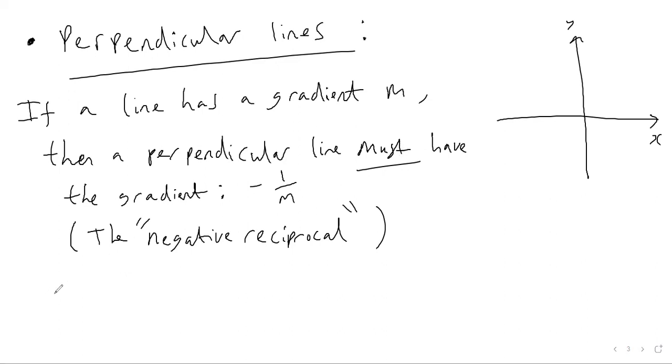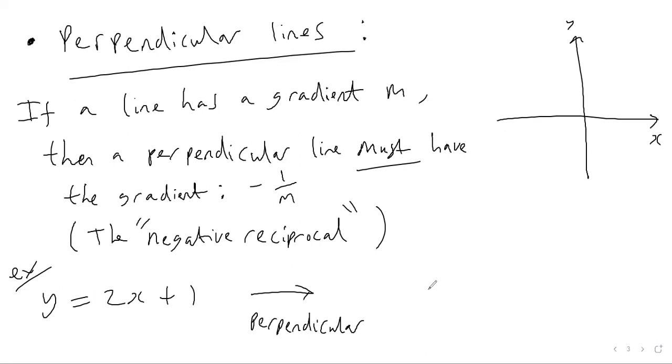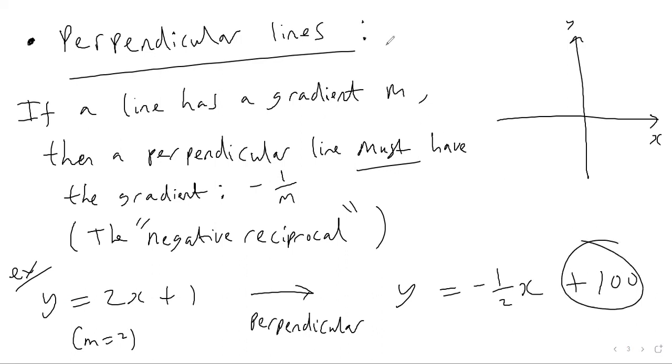So for example, if you've got an equation, y equals 2x plus 1, and you want to come up with any perpendicular equation that you like, it doesn't matter what the c value is, what the y-intercept is, it could be 100, but the gradient must be negative 1 over m. The m value here is 2, so an example of a perpendicular line could be y equals minus 1 over 2x plus 100. Again, the c value there doesn't matter. We're only worried about the gradient. So that's how it works.